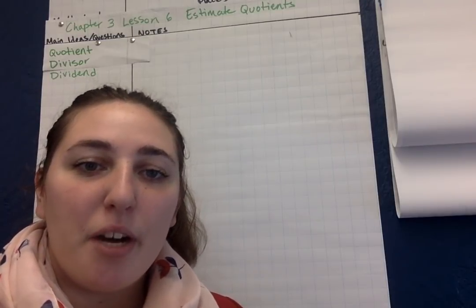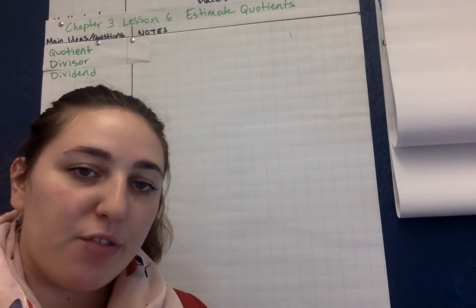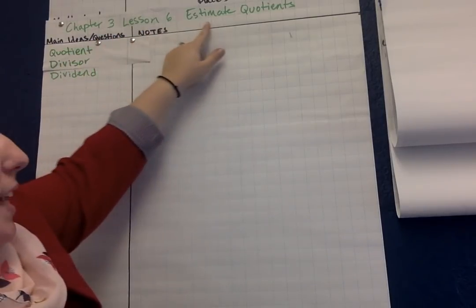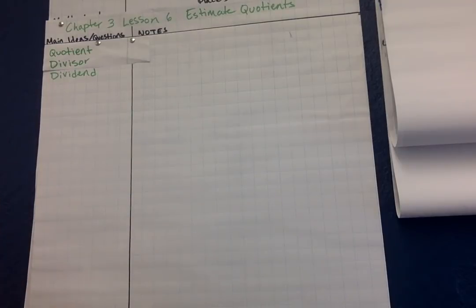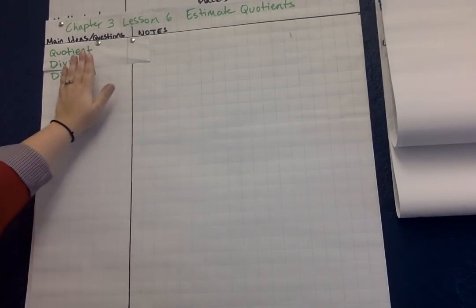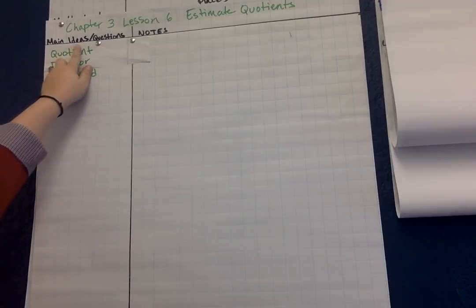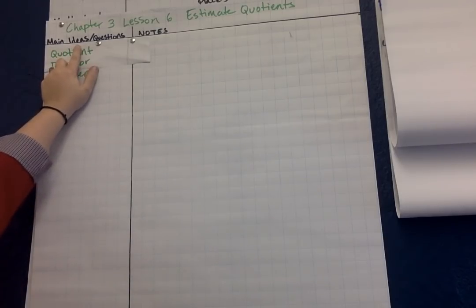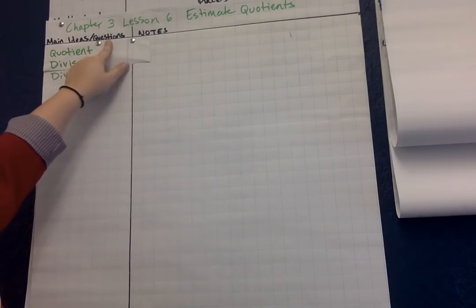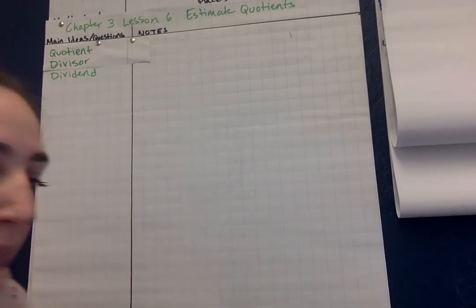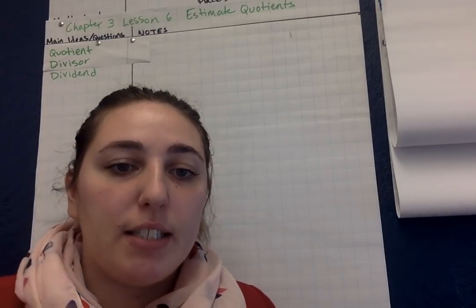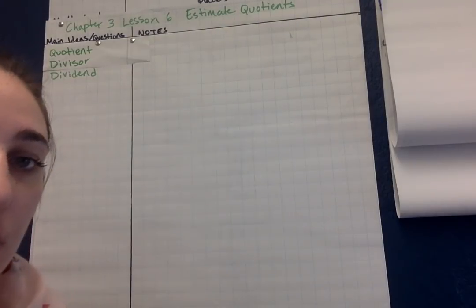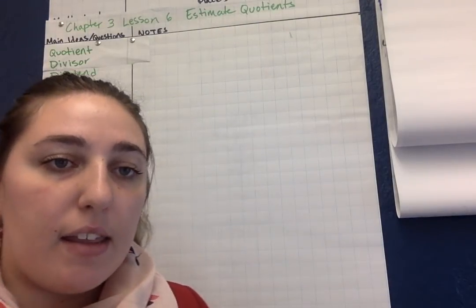Hey everyone, so today we are going to be learning Lesson 6 from Chapter 3. On your notes, you should have Chapter 3, Lesson 6, Estimate Quotients. And then in your focus notes, I added main ideas here because a lot of times we don't ask questions or write questions down, but we do put main ideas slash questions in our notes over here. I'm not going to show the table of contents today, but you do have the title right here, so you can put that into your table of contents, okay?